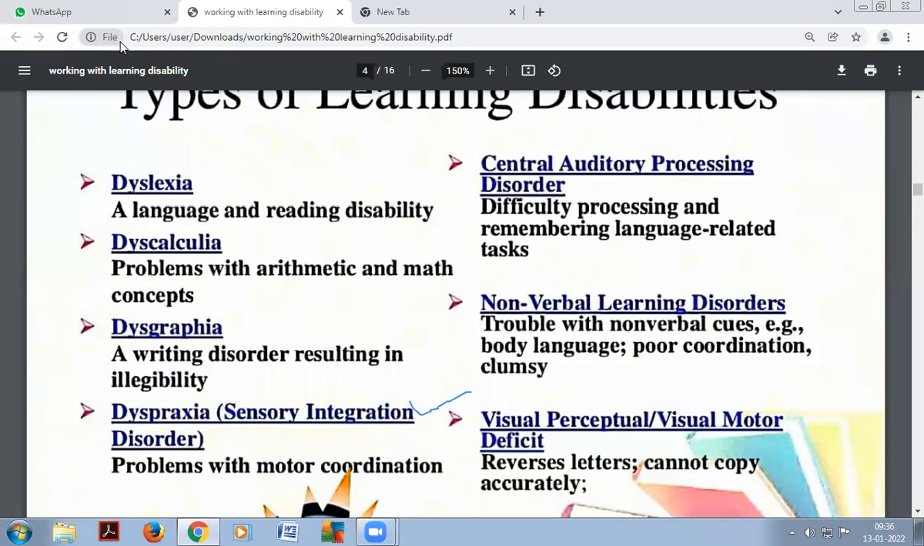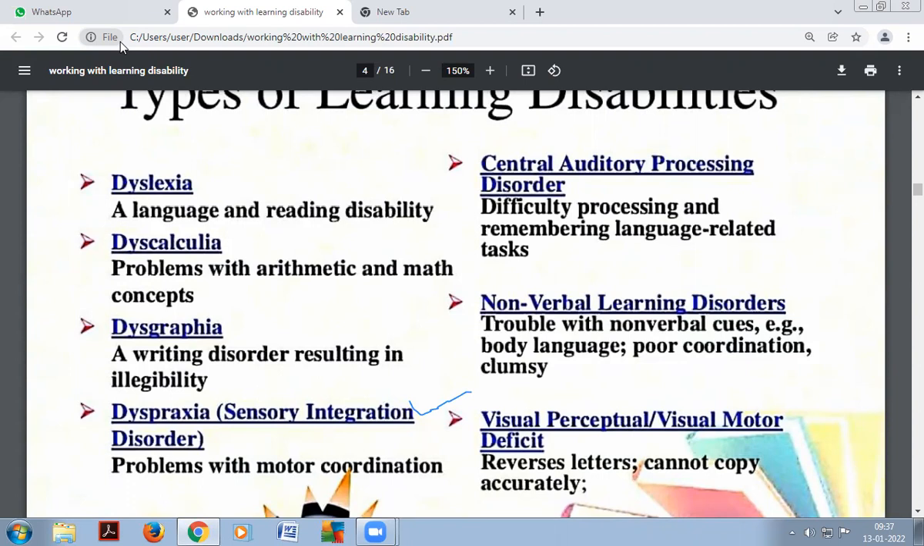The brain is very much importantly involved here. So now you have understood, this is called aphasia or dysphasia, and this is related to language problem. The next disorder is non-verbal learning disorder. Non-verbal learning disorders involve troubles with non-verbal cues.